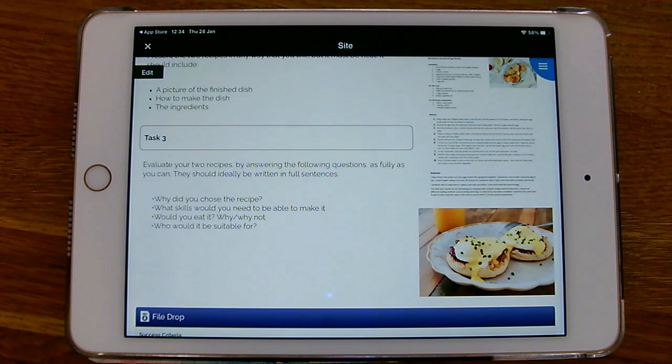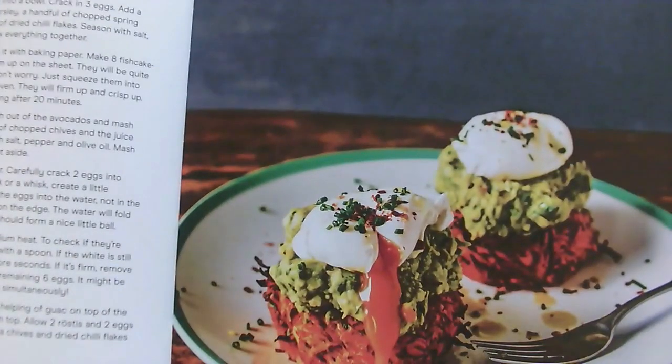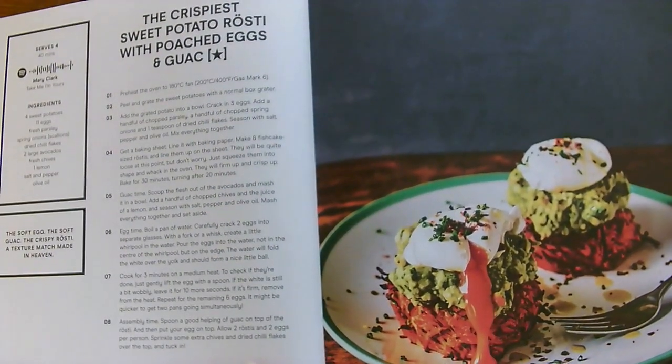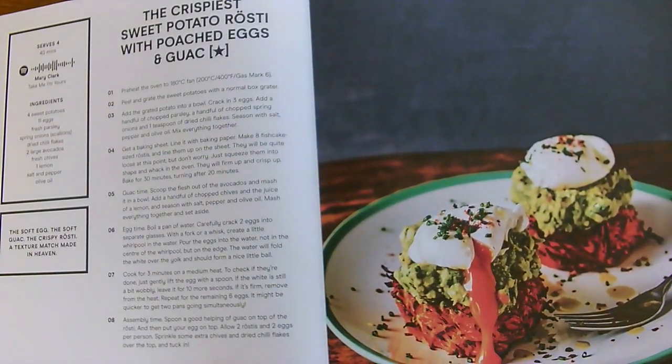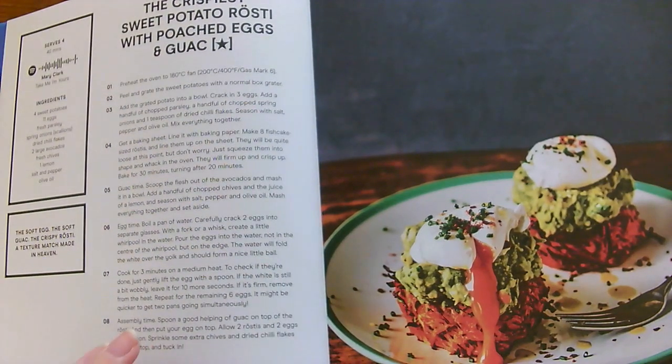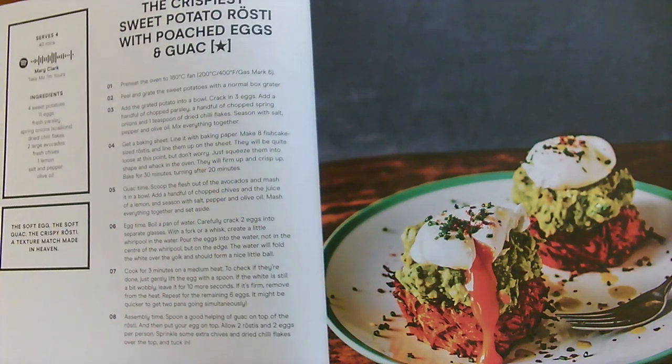So from this, what I'm looking for is your recipe, neatly presented. It can either be a photo, or even better if you could put your two recipes into a PowerPoint, and then just add a small paragraph at the end explaining those 4 questions underneath task 3.